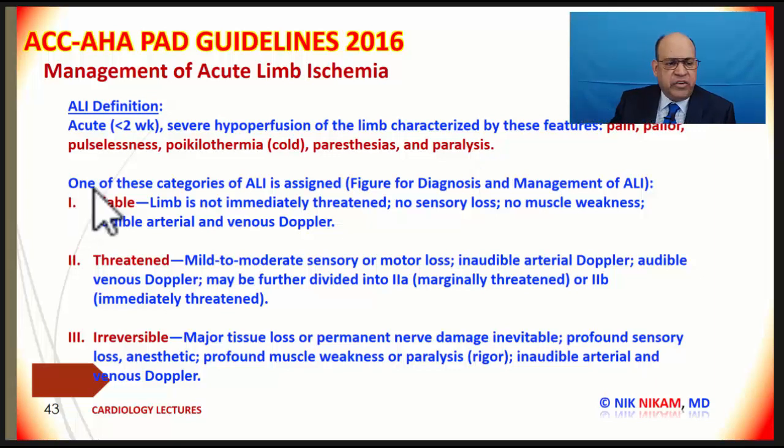You got it. There are three varieties. The first variety is the less severe one, where the tissues underlying the skin are viable, such as muscles and nerves, whereas the second one is a little more advanced with threatened muscle function, loss of sensation, along with inaudible Dopplers. Irreversible is the worst kind, where there is permanent damage to the nerves and the muscles, and loss of sensation. So this is almost like dry gangrene.